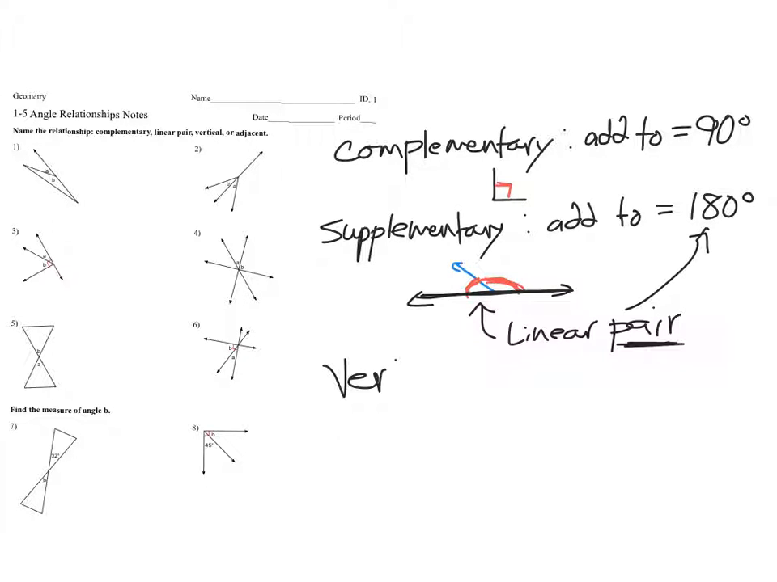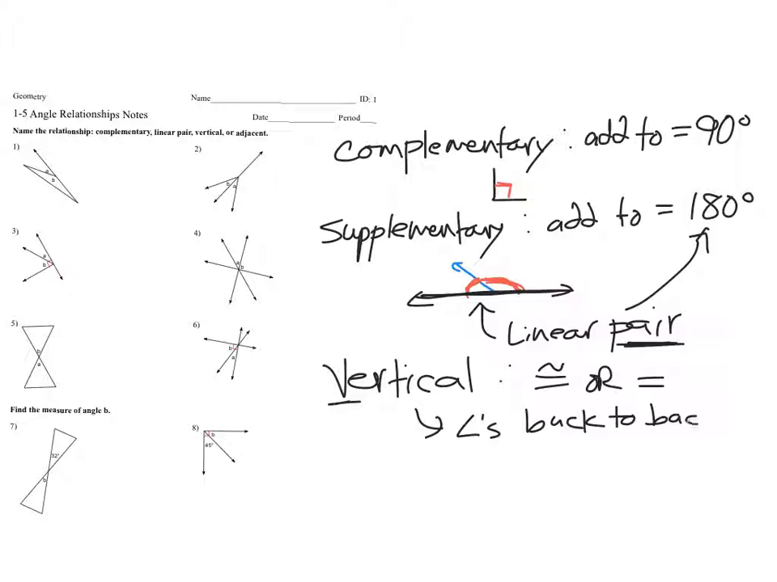Vertical angles, always think about the V. The relationship for vertical angles is that they are congruent, or equal. Vertical angles are just angles that are back to back, like forming back-to-back V's. If I took two lines and made an X, these are what I mean by vertical. Those are back-to-back angles.